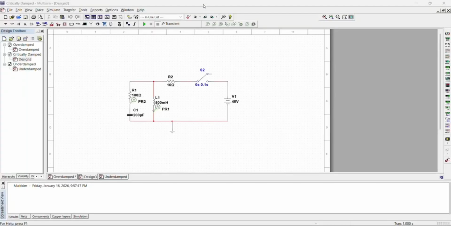Okay, next I'm going to be talking about the critically damped case. For this case, we need to have our alpha the same as our omega value. So we chose our resistor value to be 100 ohm so that we have the same value for both omega and alpha. And our capacitor is the same at 200 microfarad.